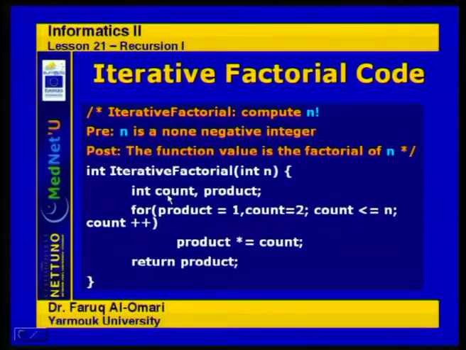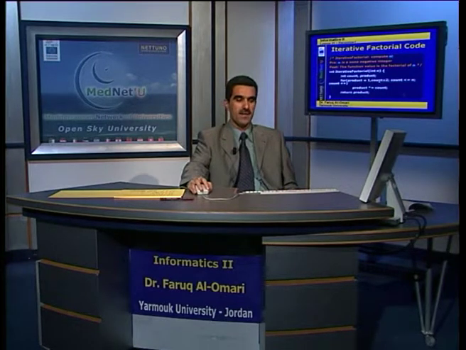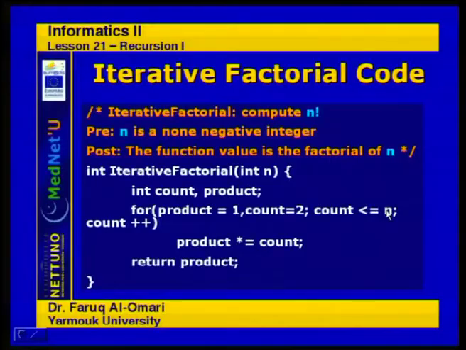So basically, I'm going to have something like local variables count and product, and I'm going to initialize product to be 1, and then start from 2 because it's 1 times 2 times 3 times 4 up to n. So this counter is going to go from 2 up to n, incrementing by 1 each time, and basically product is going to be product times count, and then I return this.